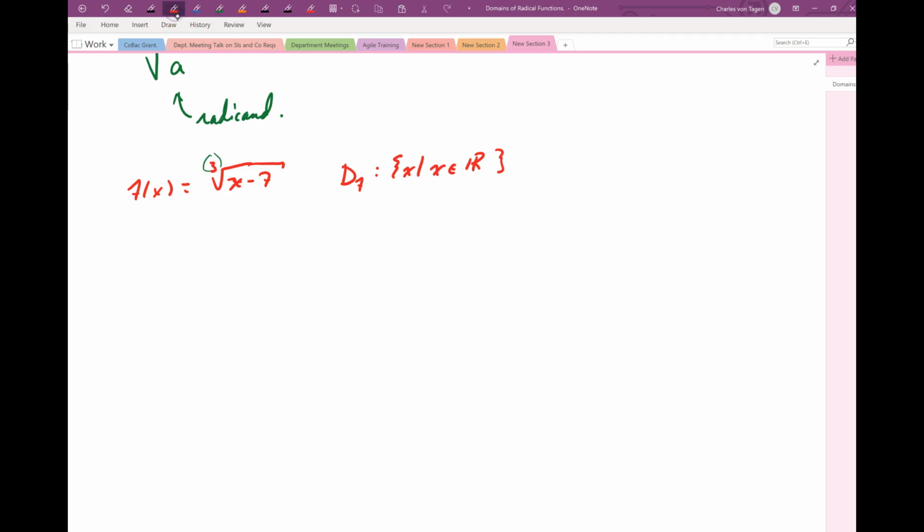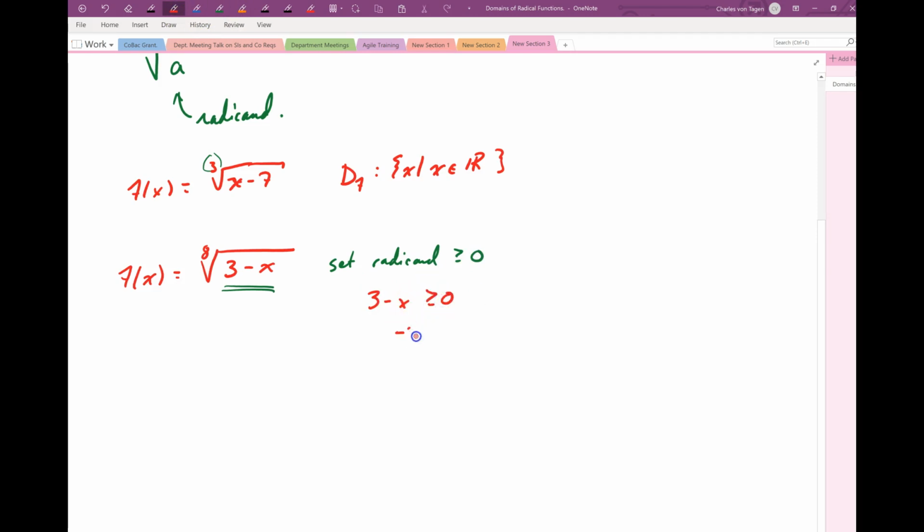Okay. Let's look at some even indexed radicals. Let's say f of x equals the 8th root of 3 minus x. Because the index here is even, I can only take the 8th root of values that are 0 or greater. So I need to set the radicand, that's this expression right here, not just the x, the entire expression, to be greater than or equal to 0. So let's do so. We need 3 minus x to be greater than or equal to 0.